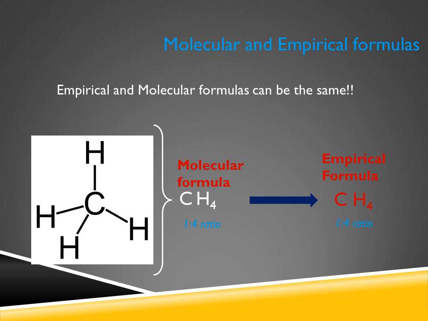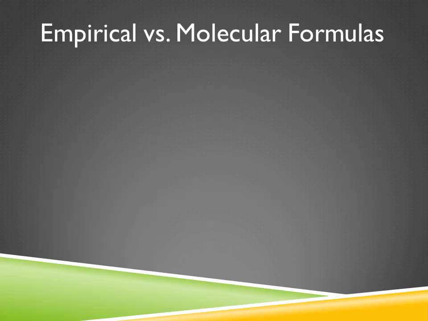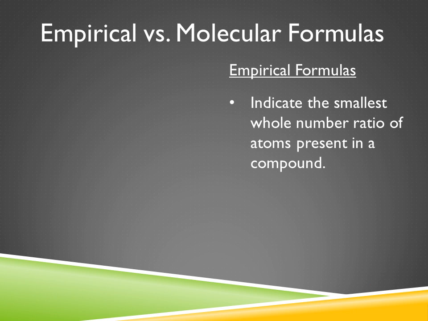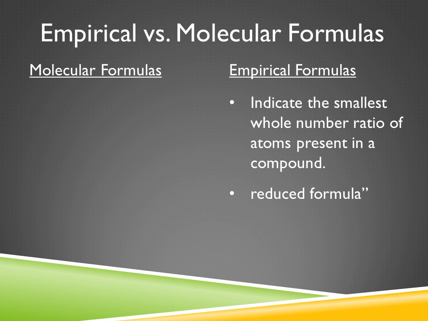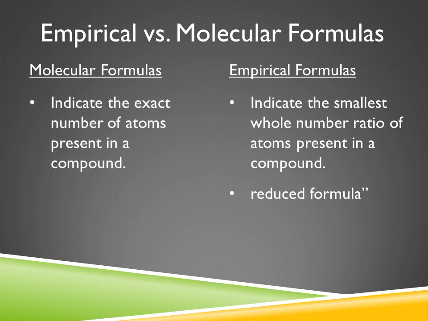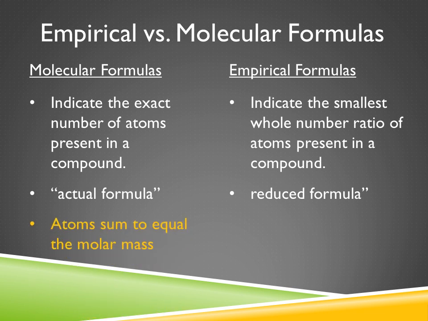So let's go ahead and recap. Let's do a table where we compare empirical versus molecular. Now, empirical formulas indicate the smallest whole number ratio of atoms present in a compound. It is your reduced formula, that's the smallest ratio. And molecular formulas are the exact number of atoms that are present in the chemical compound. So it is your actual formula. Now, when you're doing your molar mass, the molecular formula is going to equal your molar mass. The atoms sum up to your molar mass.